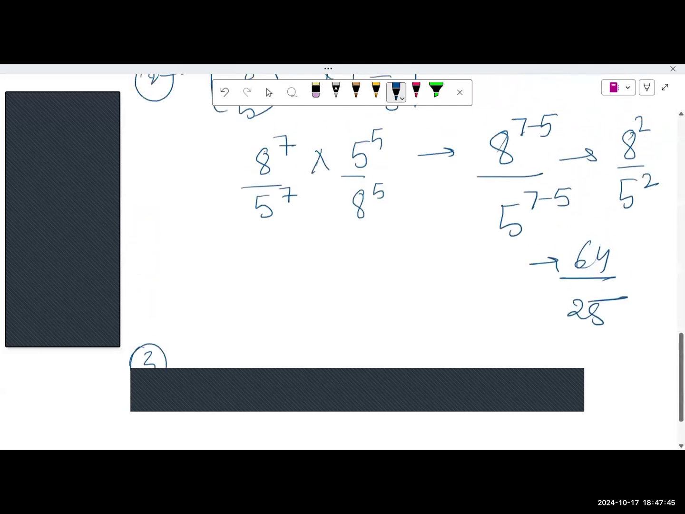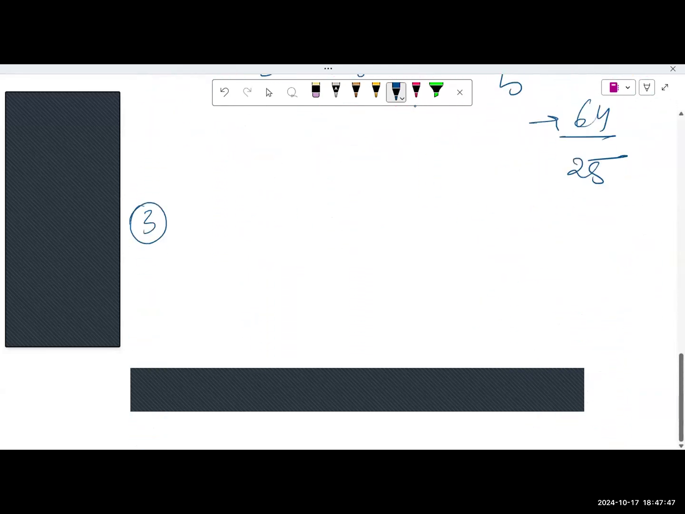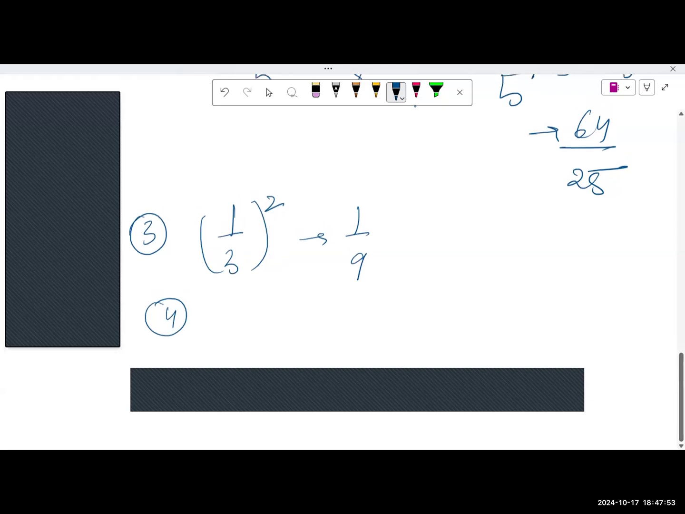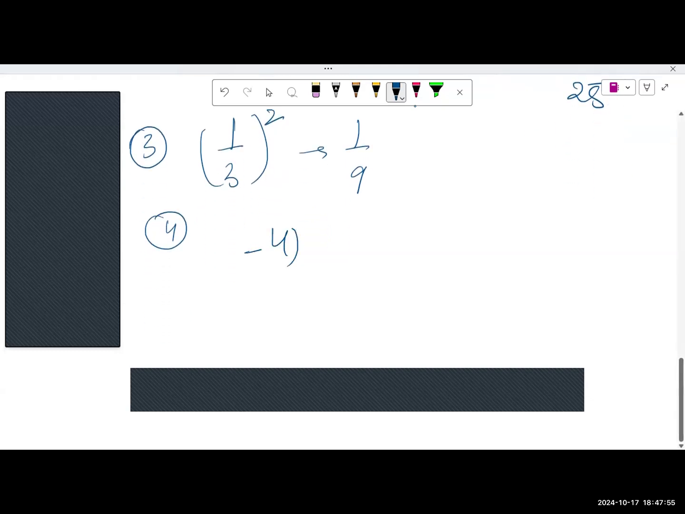Okay. Now you have the third one, which says 3 to the power minus 2, which means 1 by 3 to the power 2, 1 by 9. Fourth one is minus 4 to the power minus 2. You can write it as 1 by (minus 4) to the power 2. It equates as 1 by 16.